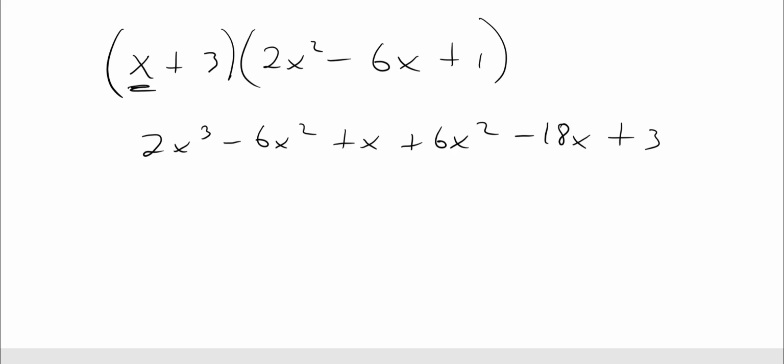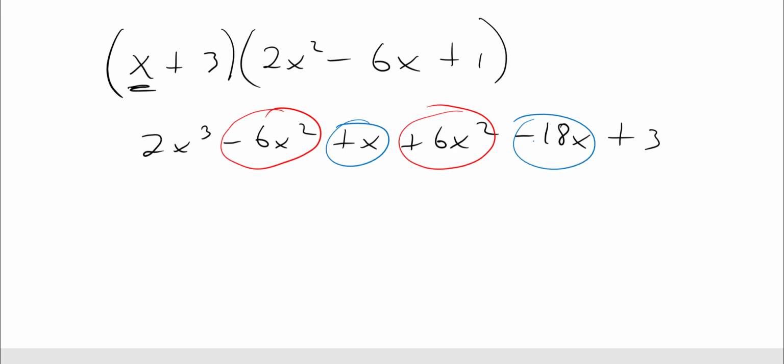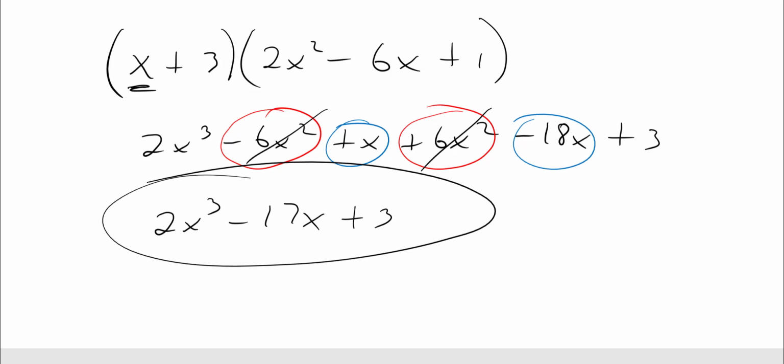So I'm just going to circle my like terms. This one's a like term, and this one. And this one's a like term, and this one's a like term. The other ones are not like, so we're just going to list them, okay? So you wind up getting 2x cubed, and negative 6x squared plus 6x squared actually cancels. It's nothing. So you don't put 0x squared. It just cancels out. X minus 18x is negative 17x, and then plus 3. And that's all you can do. And that's your final answer.